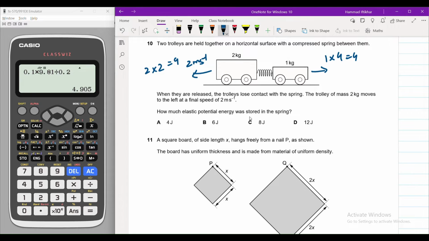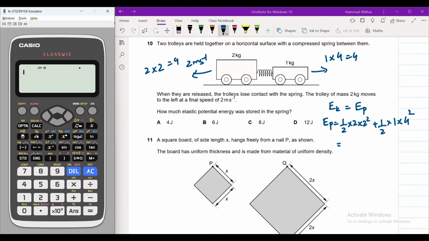How much elastic potential energy was stored in the spring? So the total kinetic energy is actually coming from the total potential. So the total potential energy will be equal to half times 2 times 2 squared plus half times 1 times 4 squared. So 0.5 times 8 plus 0.5 times 16, 12, D.